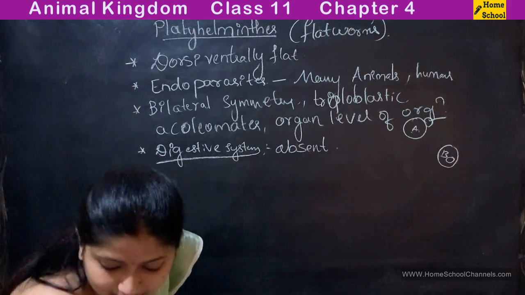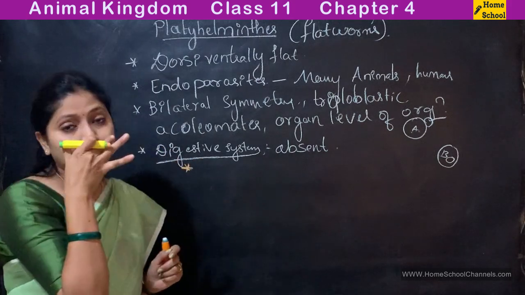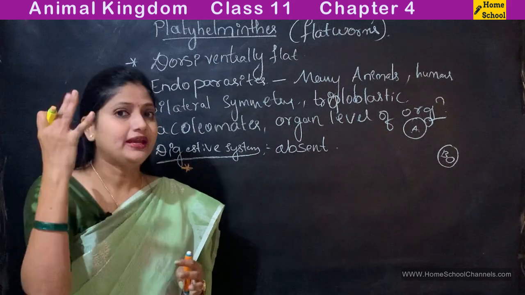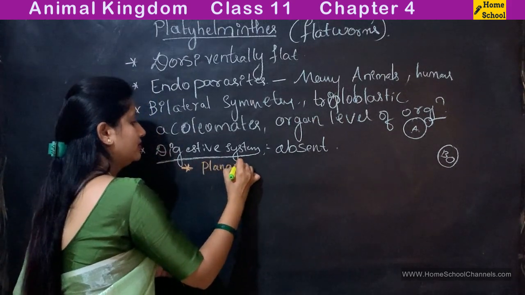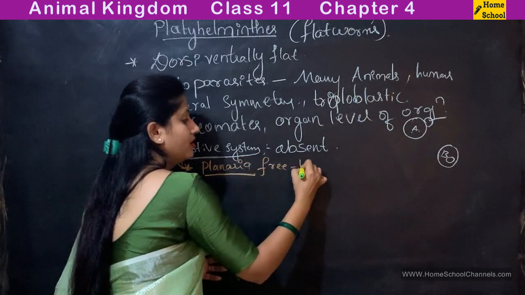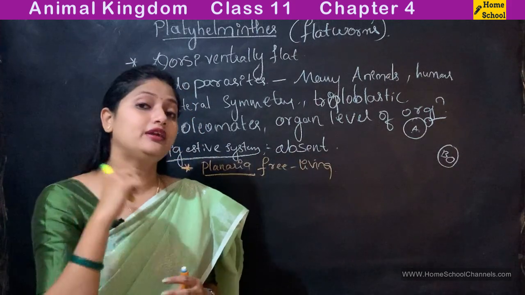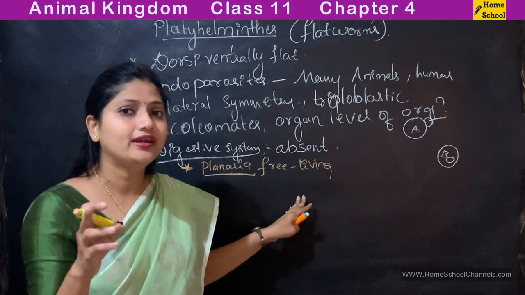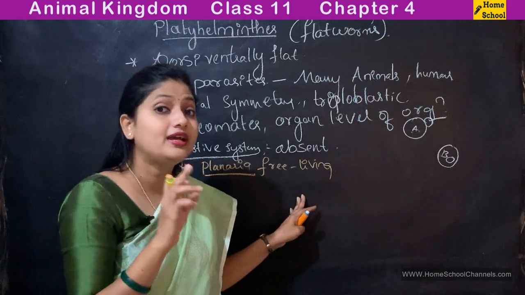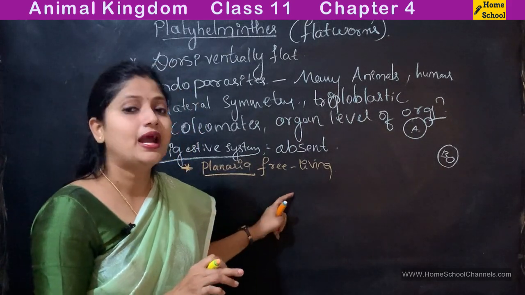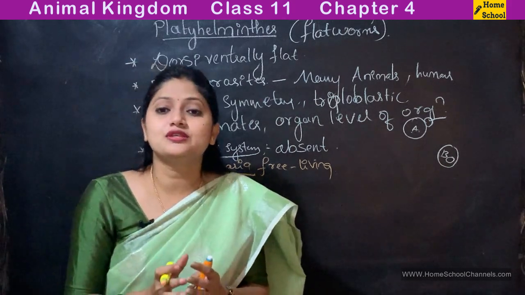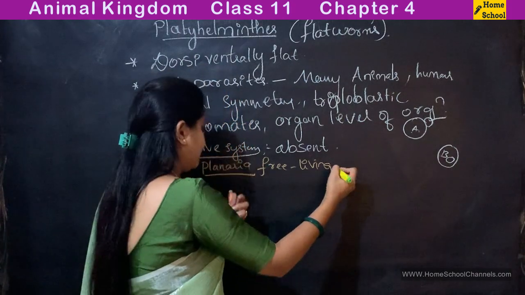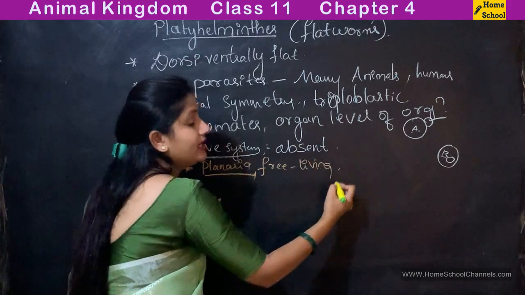But there is an exception. There are certain free living members of the Platyhelminthes phylum. So, for example, planaria. This is a free living form. If it is free living, it is not dependent on any host. So, the members which are free living like planaria require the digestive system because they are not feeding on digested food like the endoparasites. So, such members of the Platyhelminthes phylum have the digestive system, and we call it the incomplete digestive system.